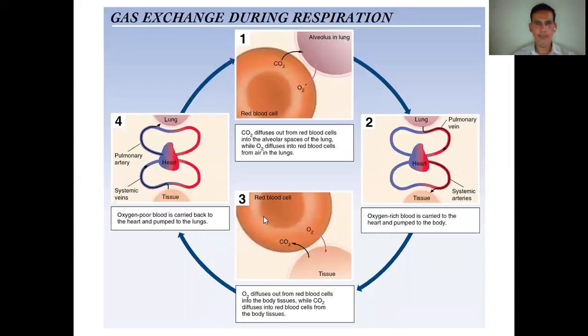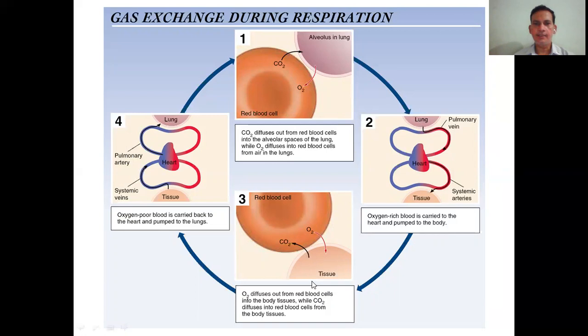Okay, so this is a kind of summary slide of the gaseous exchange. Here at the RBC and the alveolus, when they are in close contact at the lung surface, CO2 diffuses from the blood cells to the alveoli and O2 diffuses from the alveoli to the blood. Now it will go from the lungs. If you see this, there is a pulmonary vein which takes the blood to the heart. From there we have systemic circulation. The oxygen-rich blood is carried to the heart and pumped to the body.